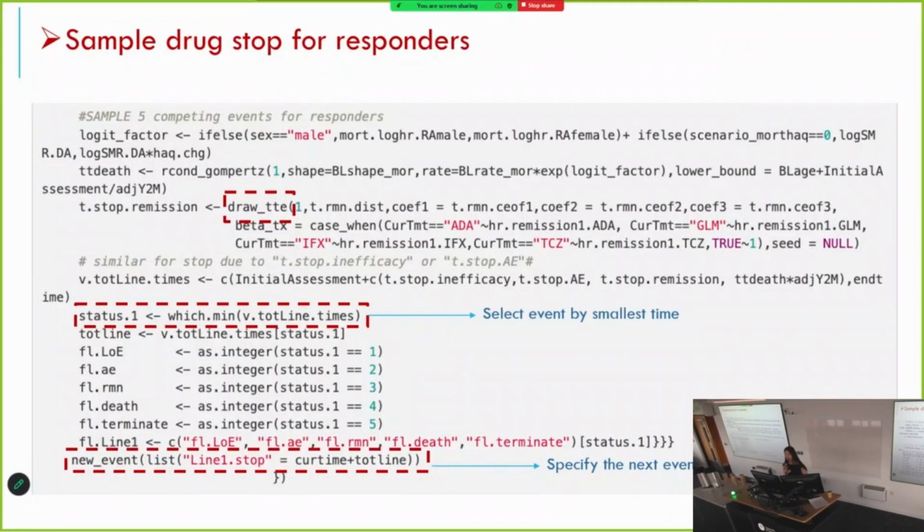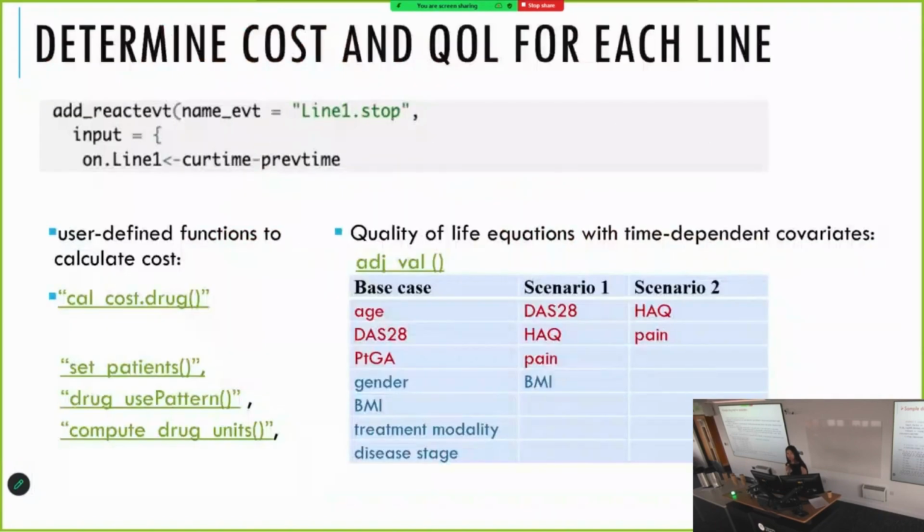And for the other 3 events, the remission, the inefficacy, and stop because of adverse events, I use the draw time to event function in the Warden. So it's a wrapper for sampling time to event by specifying the distribution and the parameterization used in the flexsurv package. And here we define the next event by selecting the earliest time, and we also save the patient status using different flags, and we activate the new event using the new events function by specifying the time point.